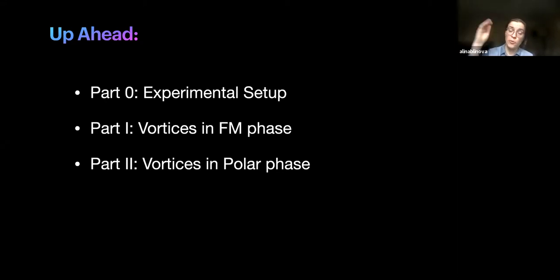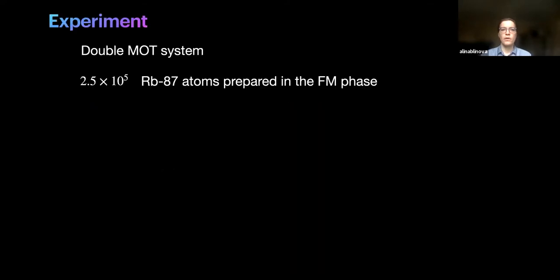The first one deals with vortices in the ferromagnetic phase, both singular and non-singular vortices. And the second part will be about vortices in the polar phase. So a little bit about the experiment. We have a double Mott magneto-optical trap system.